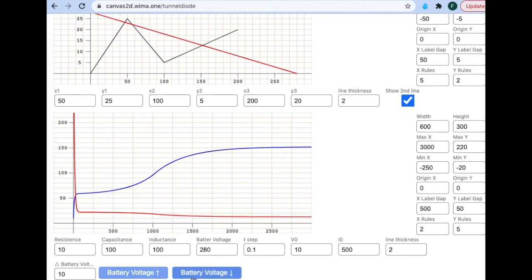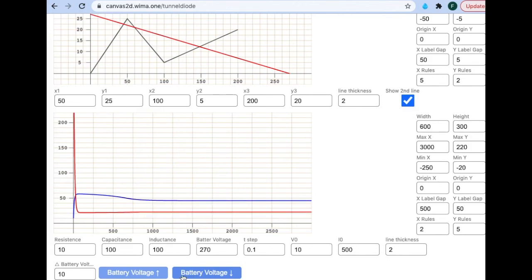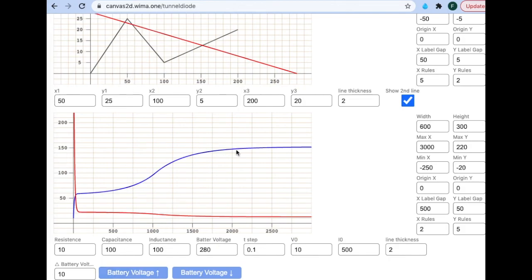Oh, so the jump happens when you have 3 stable points and the voltage jumps from this intersection, which is about 50, to this one, which is 150. So the stable value of voltage V jumps from this point to this point.